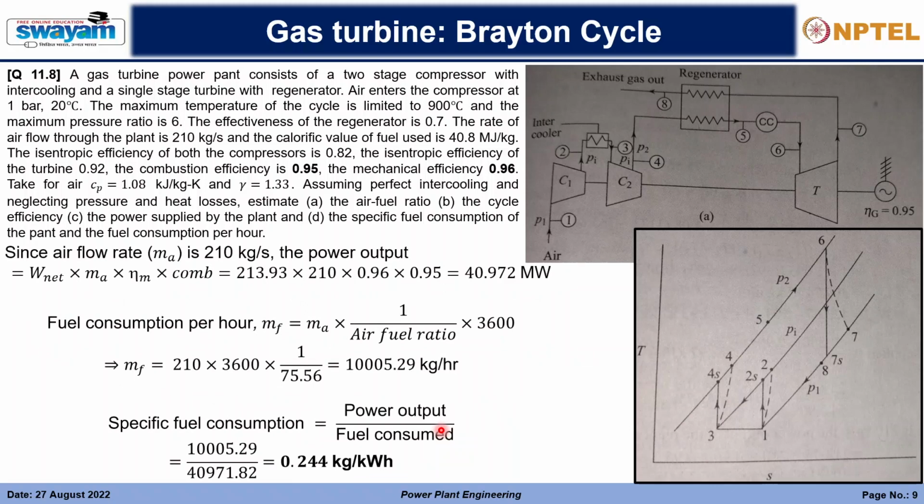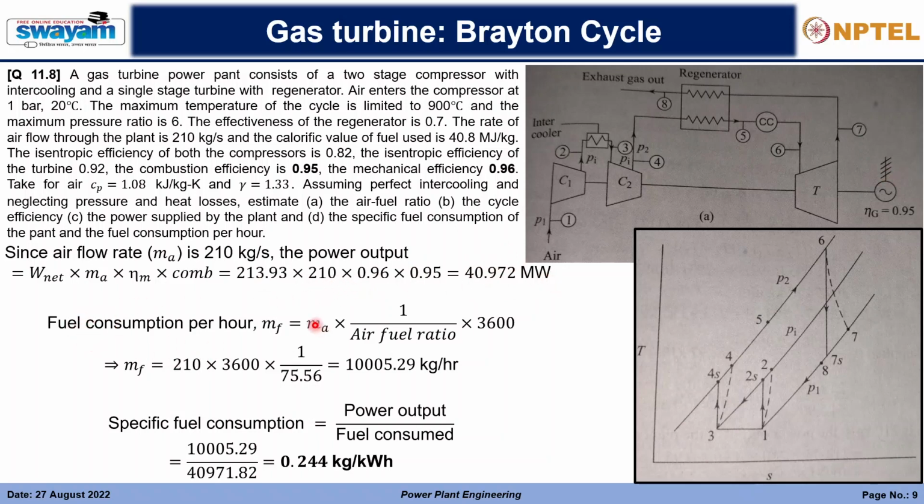the second thing is we'll have to calculate the power supplied by the plant. The power supplied by the plant, if the air flow rate is given as 210, we'll simply multiply, and there are certain efficiencies associated with this also, right? The mechanical efficiency, then combustion efficiency also. So you will have to consider all this, and this is the amount of power leaving the plant.